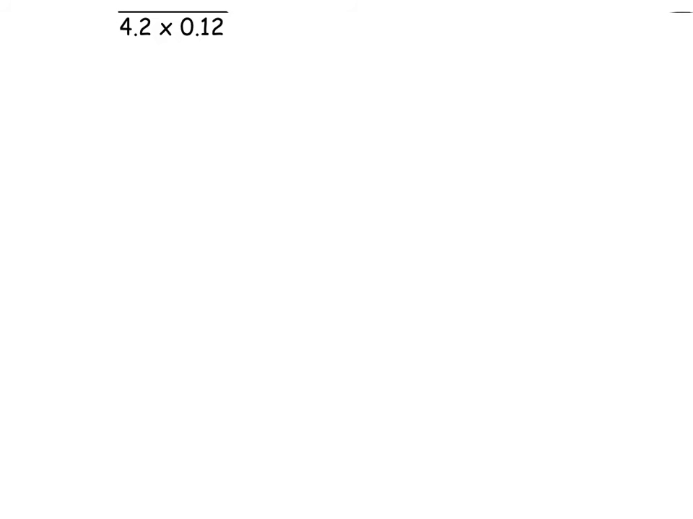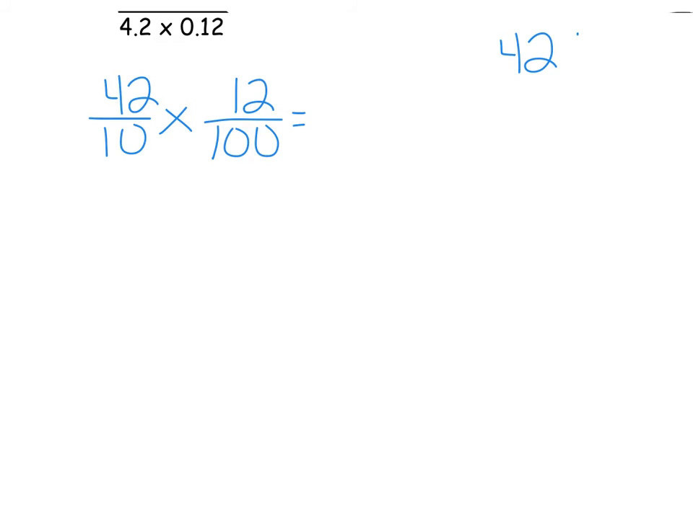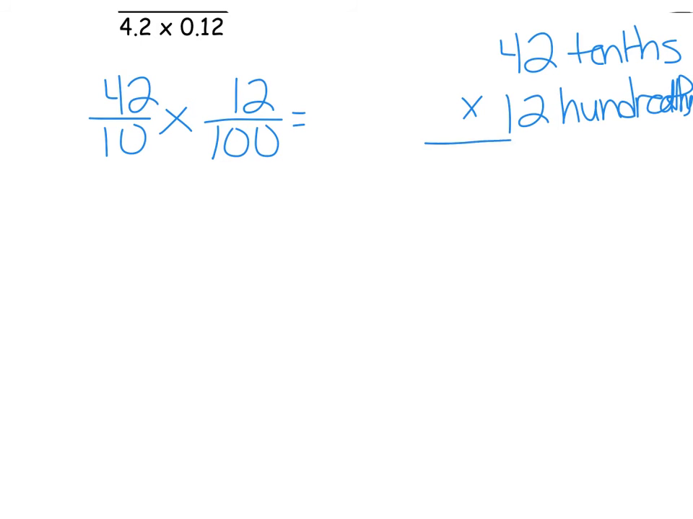4 and 2/10 times 12 hundredths. Well, I'm going to write them as decimals. So I know the 2 is in the tenths. I know the second factor's 2 is in the hundredths. So 42 tenths, so 42. 12 hundredths, 12. So now I'm going to multiply. So I have 42, the 2 is in the tenths, times 12, and the 2 in that number is in the hundredths. Let's multiply. 2 times 2 is 4, 2 times 4 is 8, 0. 1 times 2 is 2, 1 times 4 is 4.